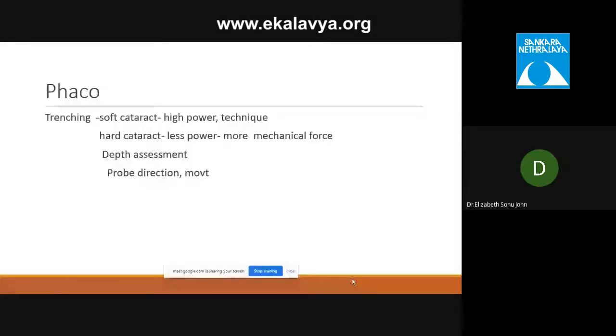In fact, like she said, trenching. In soft cataract, if you use very high power, it is a risk. Soft cataract needs to be handled when you are a little more experienced, with less power and more mechanical force. For hard cataract, you really need to trench well or do a stop and chop with minimal mechanical force on the lens so that the zonules and PC are not compromised. And depth assessment.